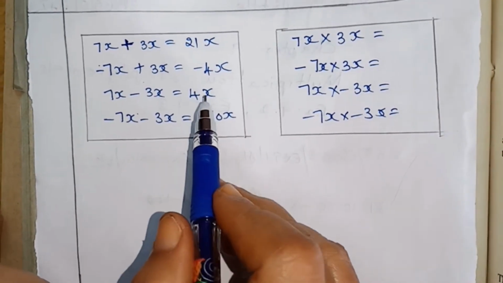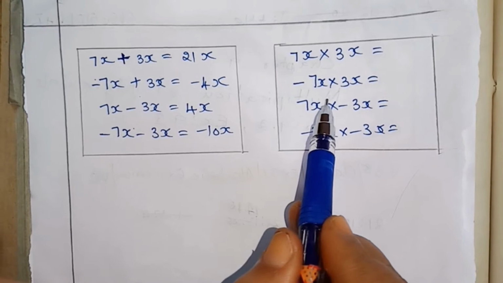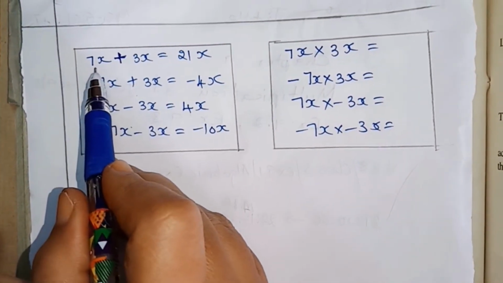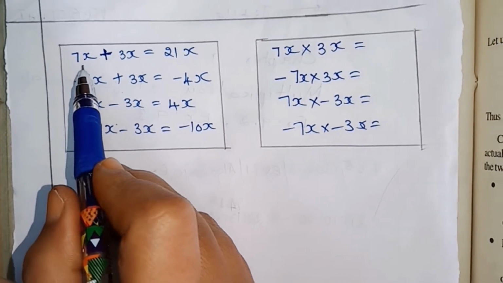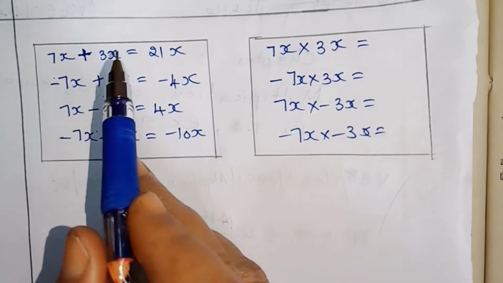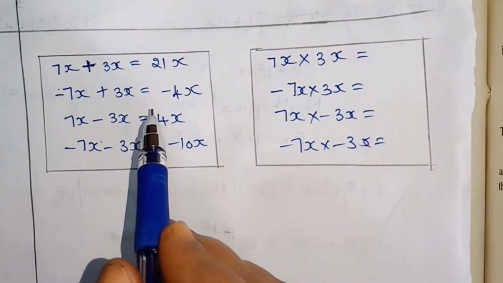Difference between the addition and subtraction of polynomials and multiplication of the polynomials. Here you can see the monomials. 7x is one monomial, 3x is one monomial. Whether it's a monomial, binomial or trinomial, all come under polynomials.